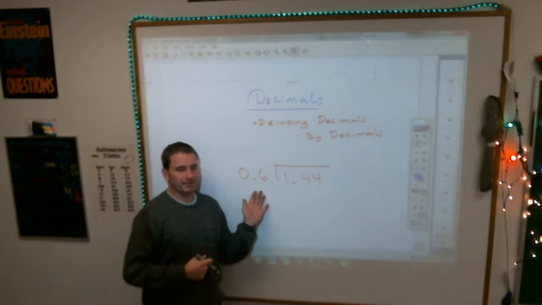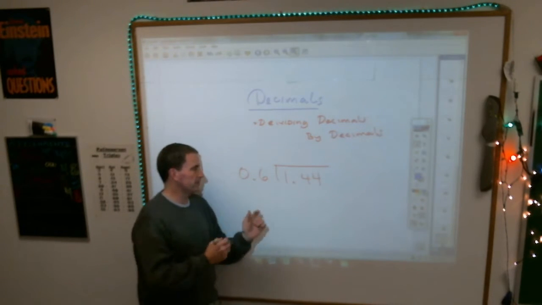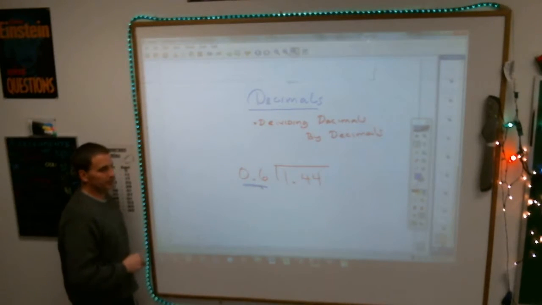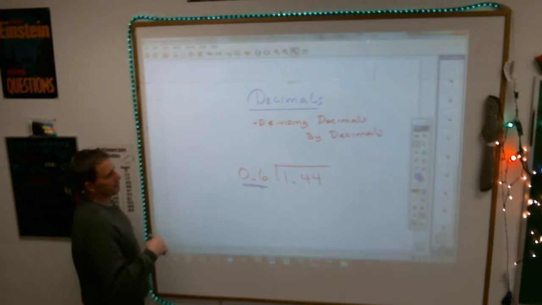The rule for dividing by decimals with whole numbers was to bring that decimal straight up. But you can't do that when there is a decimal in this part of the thing. You have to take one step first, and it's a pretty simple little thing. And I could go into a long explanation why, but I'm not. We're just going to do this here.